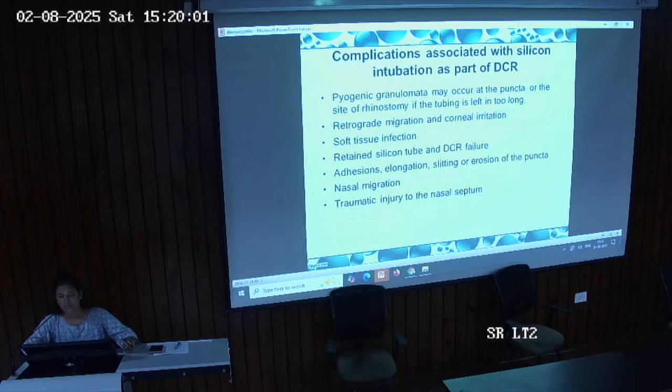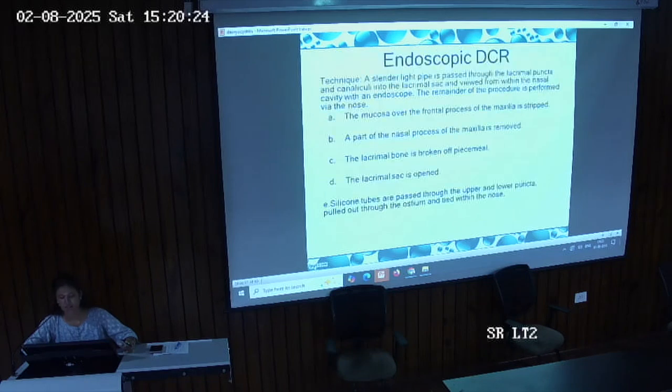Complications associated with silicone intubation, if it is done as part of DCR, include pyogenic granuloma, retrograde migration of the tube, corneal irritation due to the tube, soft tissue infection, adhesions, elongation or erosion of the puncta, migration of the tube, and traumatic injury to the nasal septum.